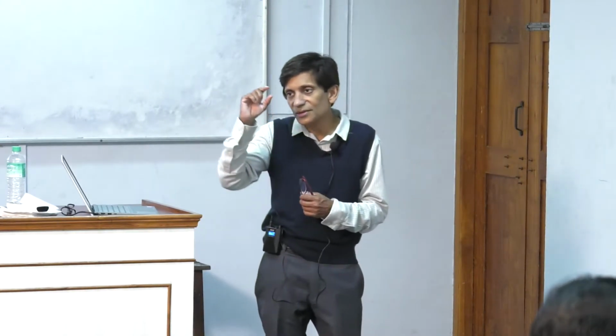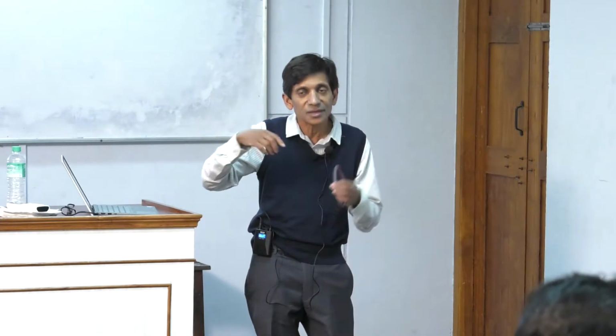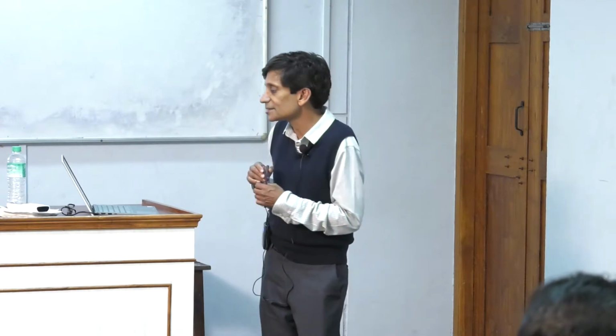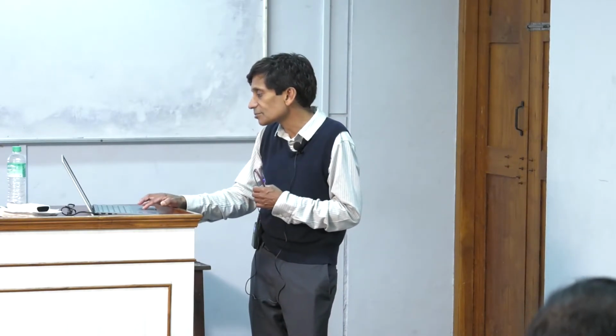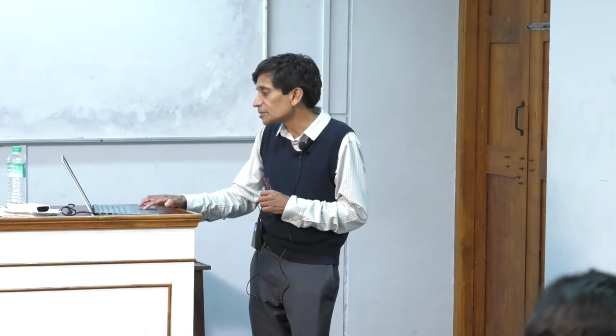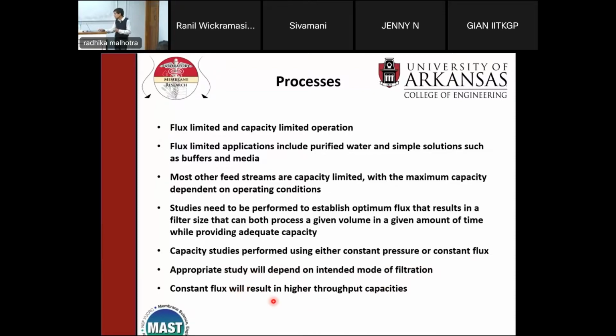And actually, typically in a manufacturing process, you have various tolerances, right? You can operate within certain pressure ranges and so forth. And so this is all highly automated and controlled. Capacity studies are performed using either constant pressure or constant flux. The appropriate study will depend on the intended mode of filtration. Constant flux will result in higher throughput capacities generally for things like microfiltration. Okay.